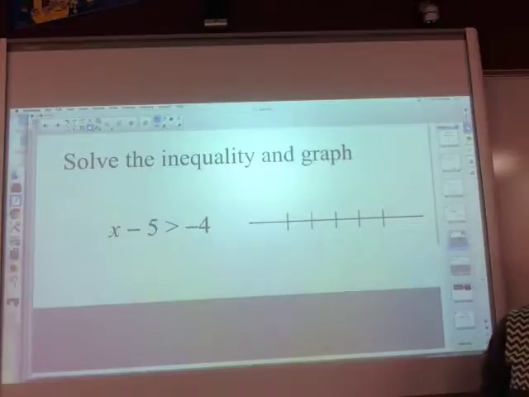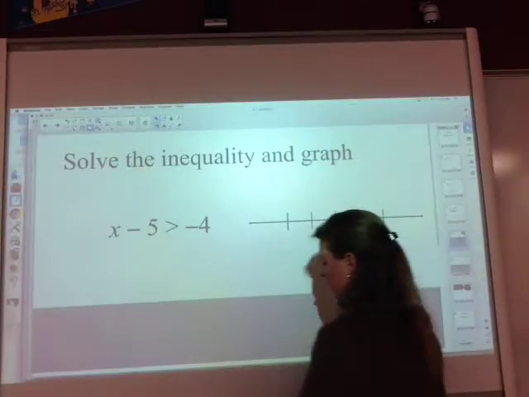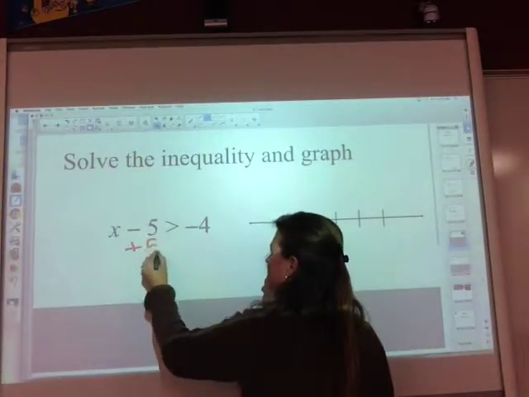Solve this inequality first, then graph it. Take a moment to write down the instructions, draw the number line, and write the problem. Pause it, and we'll be back. Okay, you're back. We have to get x by itself.